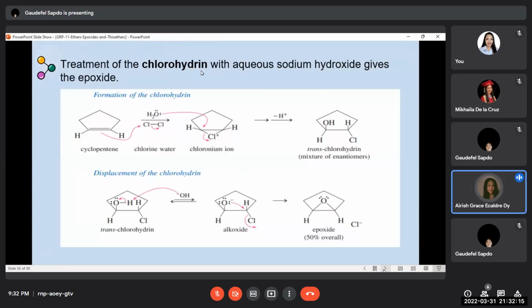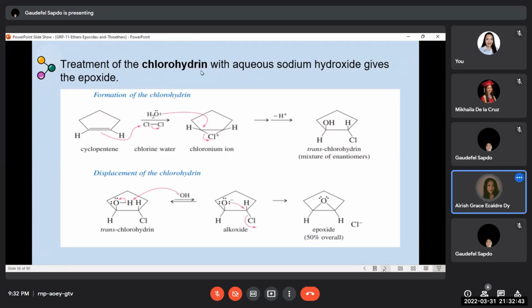So, halohydrins are easily generated by treating alkenes with aqueous solutions of halogens. Bromine water and chlorine water add across double bonds with Markovnikov orientation. The following reaction shows cyclopentene reacting with chlorine water to give the chlorohydrin.